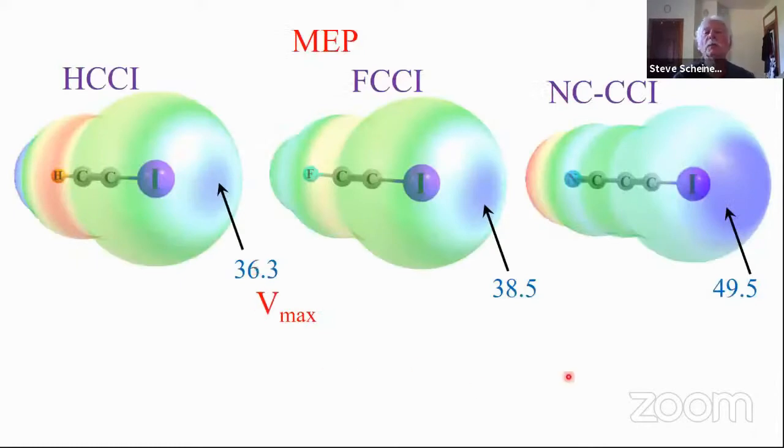Okay, so first, the molecular electrostatic potentials. So unsubstituted, F, and CN, where this is sitting on here. And so as we go from H to F to CN, this blue region is getting more intense. So CN is a more effective electron withdrawing agent than F is. So the actual maximum is 36, 38, and 50, and these are in kilocalories per mole. So these are just the simple alkynes.